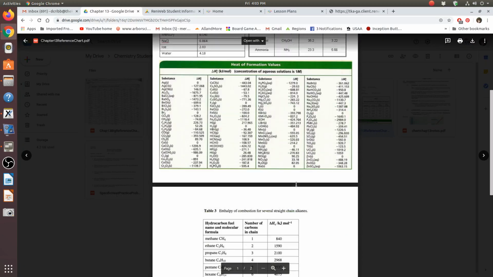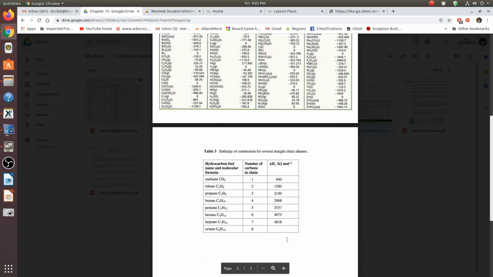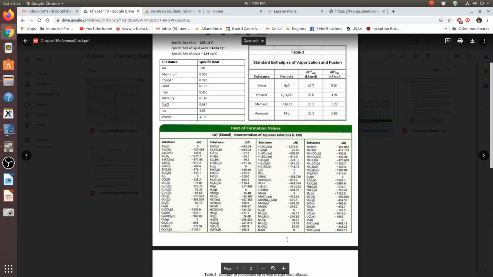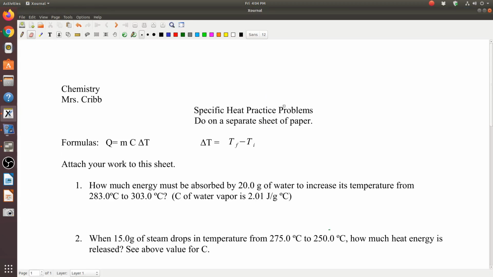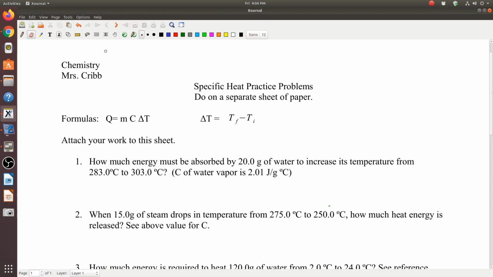It's 2 pages long. Some of this you'll use in this video and some you'll use later, and some you may not use at all. It kind of depends on what we're doing and which class you're in. Okay, so back to this. We're going to use that. Now we're going to start here.